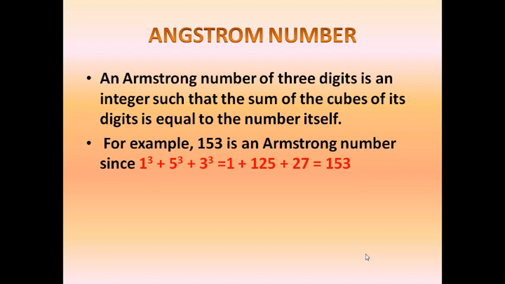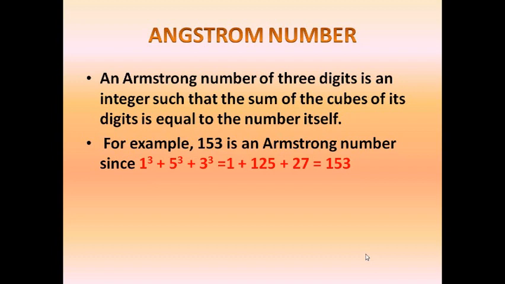For example, 153 is an Armstrong number. Why is it called so? See, 1 cube plus 5 cube plus 3 cube is equal to 1 plus 125 plus 27, which is equal to 153. So it means that the sum of the cubes of each digit should be equal to the number itself. This is what the programming is asking us.